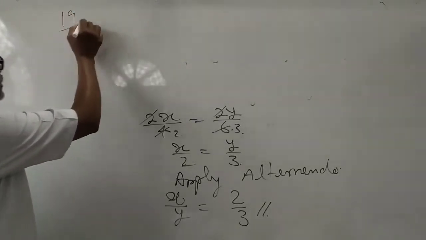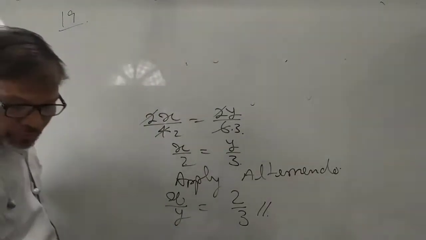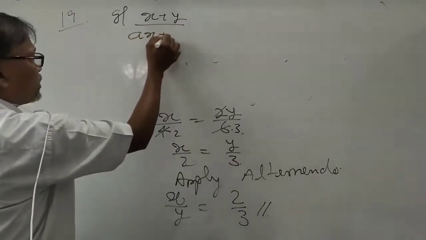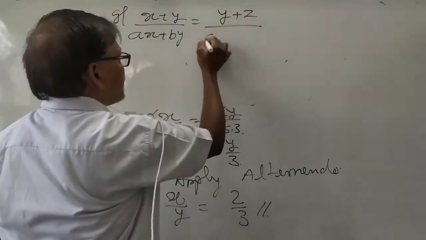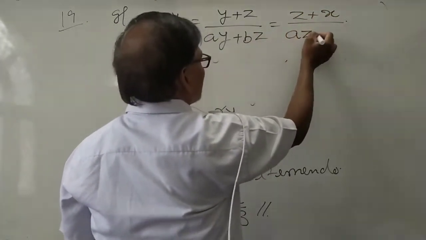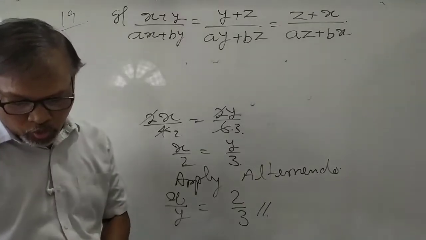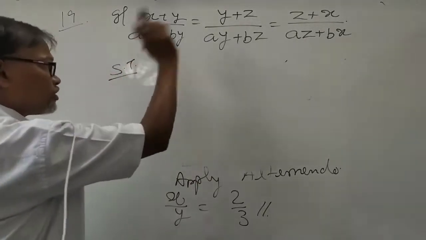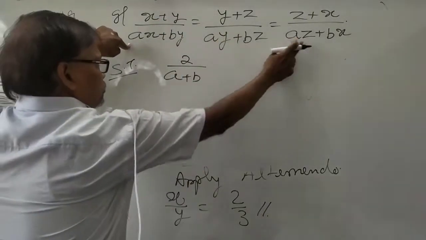And now the last one of this exercise 7.3, last one. If (x plus y) upon (ax plus by) is equal to (y plus z) upon (ay plus bz) is equal to (z plus x) upon (az plus bx), then show that each of these ratios is equal to 2 upon (a plus b). You have to show that each ratio is equal to 2 upon a plus b, means this ratio is also 2 upon a plus b, this ratio also, this ratio also.